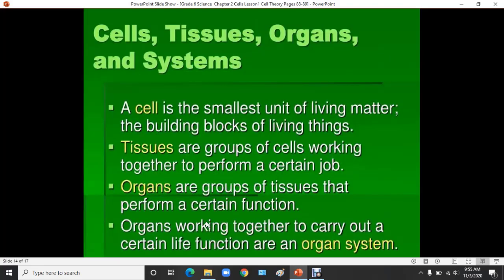So here, in short, we can conclude that a cell is the smallest unit of living matter, the building block of living things. Tissues are groups of cells working together to perform a certain function. Organs are groups of tissues that perform a certain function. And organs working together to carry out a certain life function are an organ system.